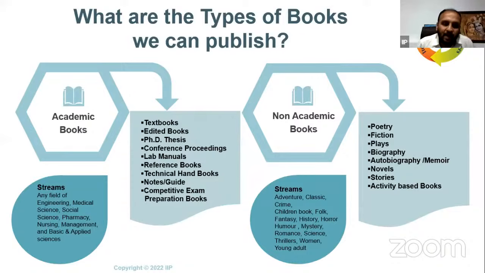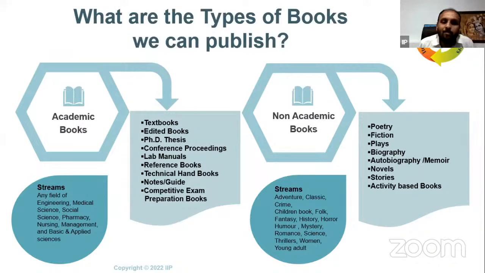Under academic books, we can publish conference proceedings and PhD theses. Also, we can publish edited books, textbooks, lab manuals, reference books, and even notes. Some professors are famous because of their handwritten notes. That also can be converted to a book, provided it meets some plagiarism constraints that I will explain in the coming slides.